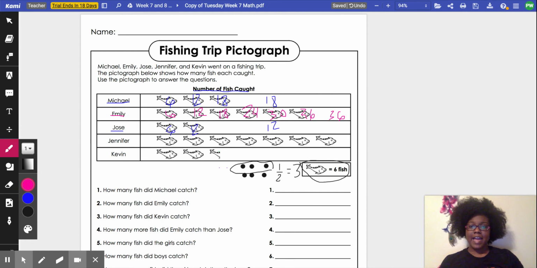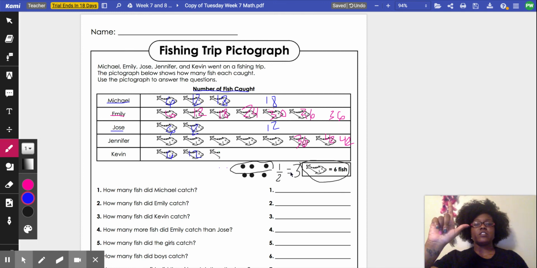Jennifer has, let's see, all the way out here is 36. And the next one would be 42. So Jennifer has 42. 6 multiplied by 7 is 42. And then Kevin has 6, 12. And he has, we said half is 3. So we're going to put 12 in our head, and then we're going to add 3 more. So 12, 13, 14, 15. I'm going to write 15 over here.